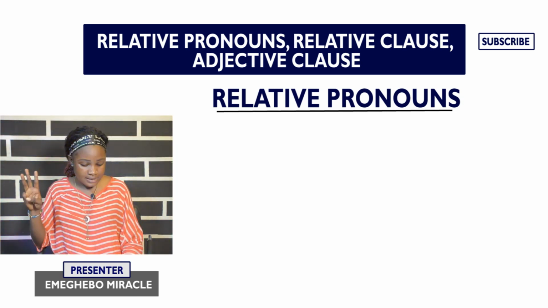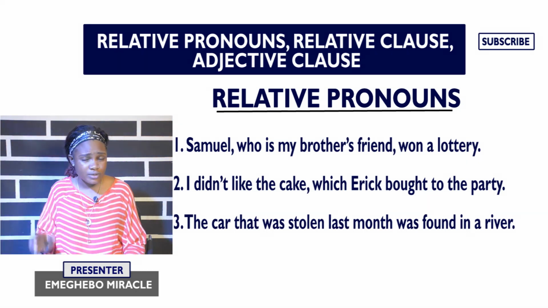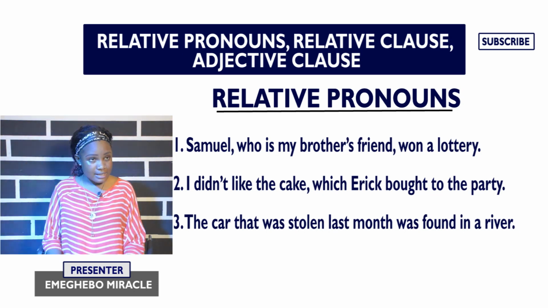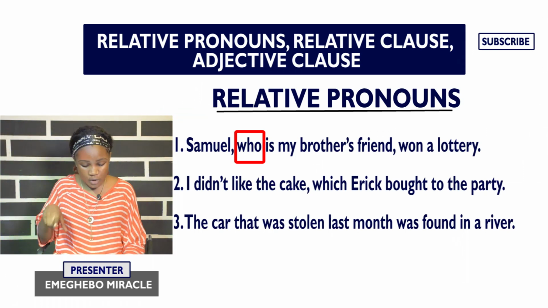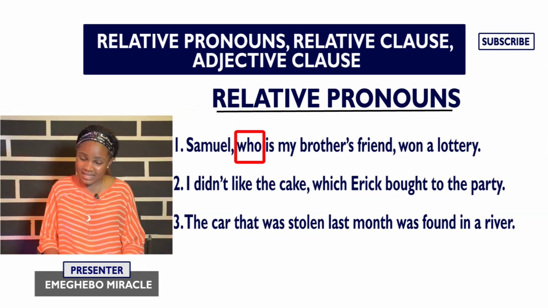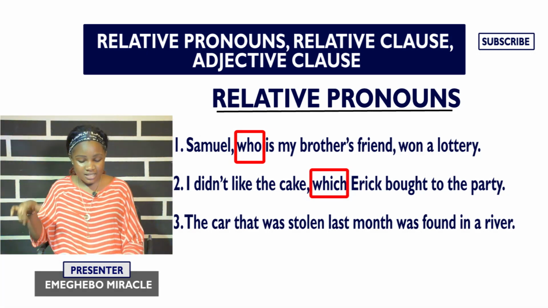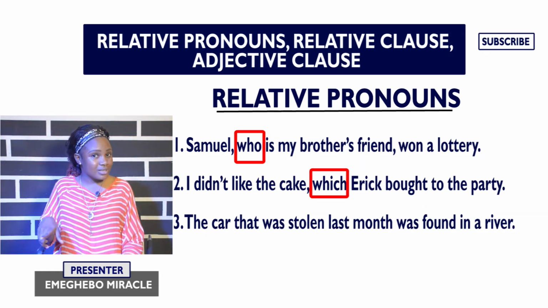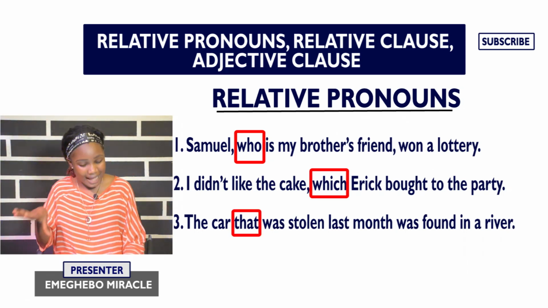I have 3 sentences. 1. Samuel, who is my brother's friend, won a lottery. Our relative pronoun in that sentence is who. 2. I did not like the cake which Eric brought to the party. Our relative pronoun in that sentence is which. 3. The car that was stolen last month was found in the river. Our relative pronoun is that.